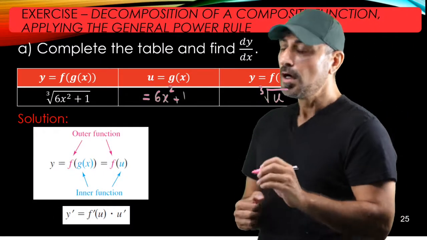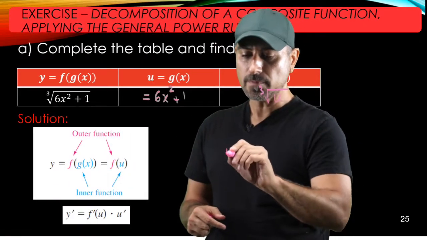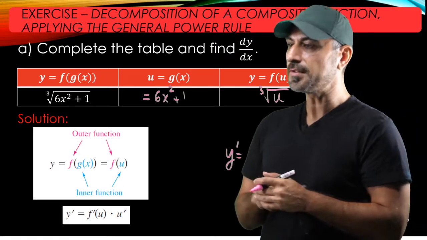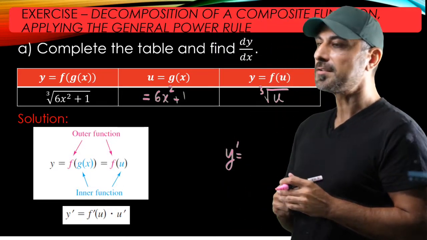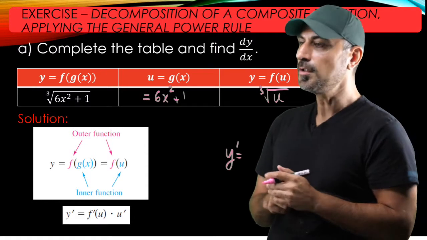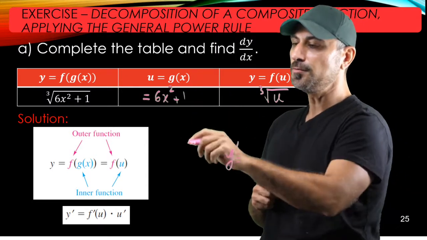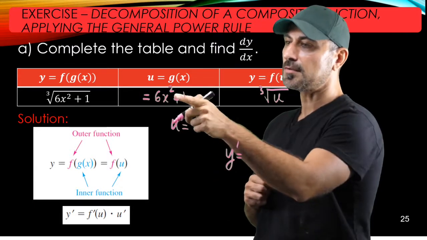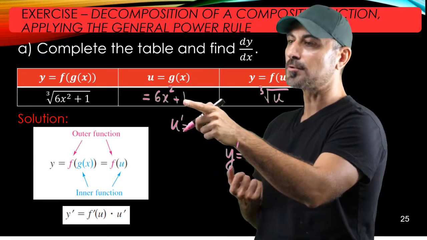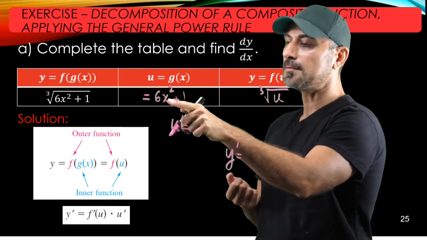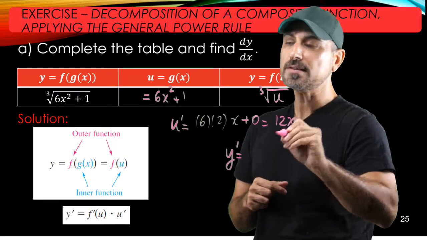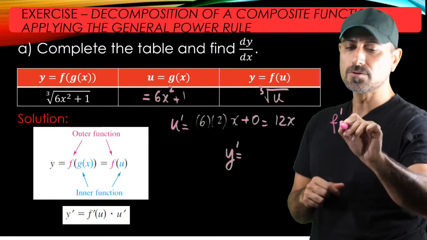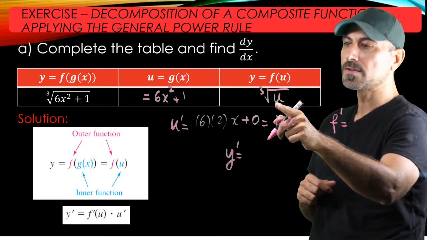All right, so let's apply this formula. So y prime is the derivative of the outer function, which is the derivative of f, multiplying the derivative of the inner function, which is u. So if you take the derivative of u, let me just write it down here. So u prime is essentially just using the power rule. So 6 times 2 times x, so that adds up to 12x. So that's u prime. And f prime here is just the derivative of this expression here.